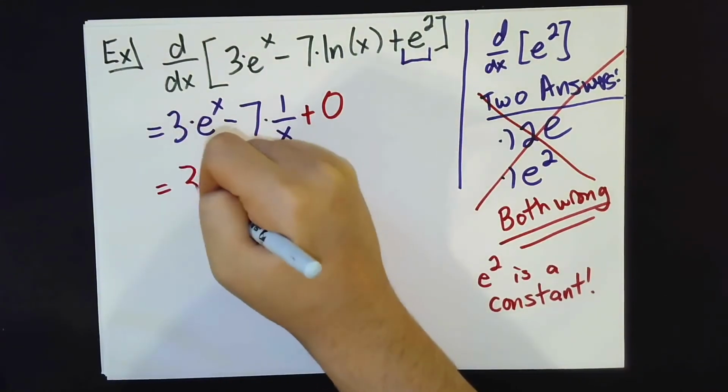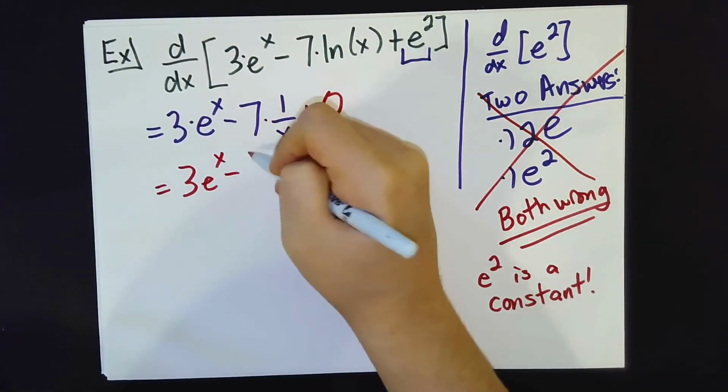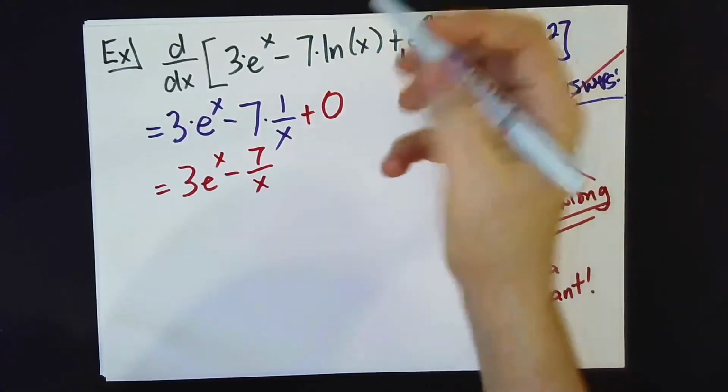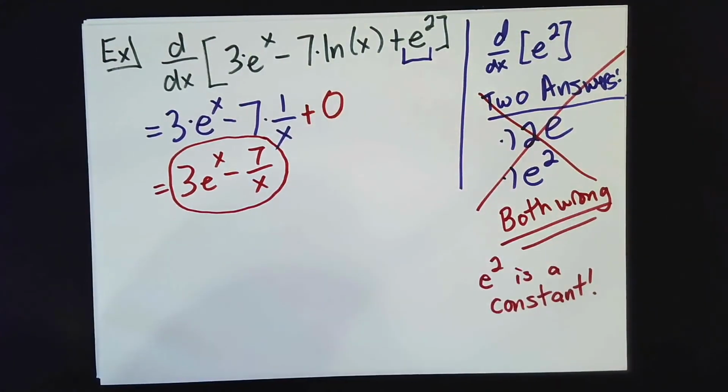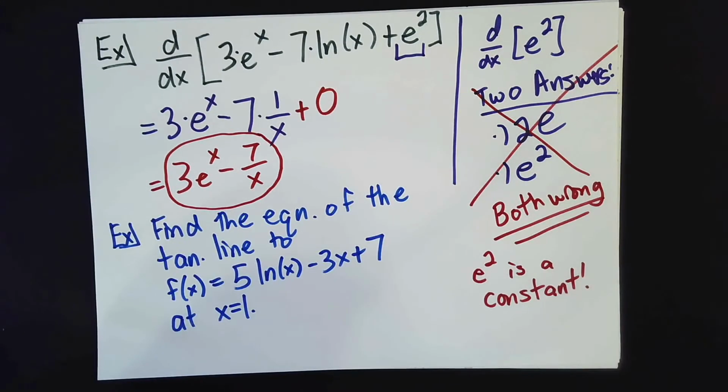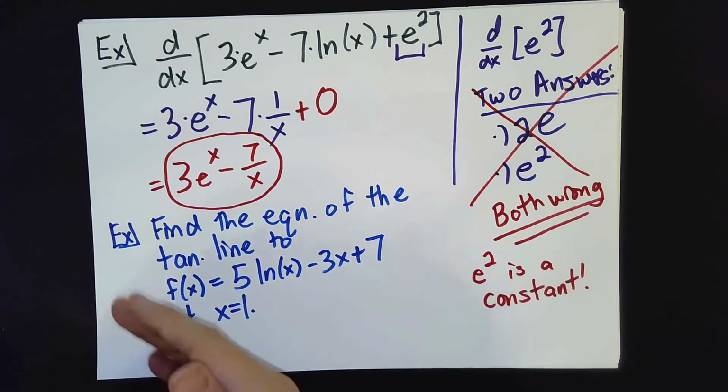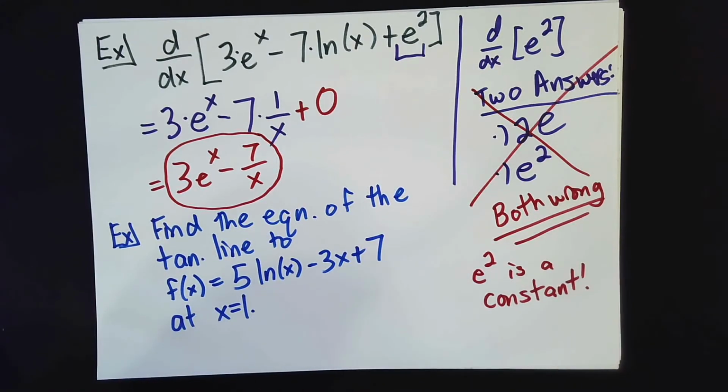And so we get 3e to the x minus 7 over x. And that is the value of this derivative. And of course, we've amassed all of these skills over this course of things we can do with derivatives. So we can again do those sorts of problems now with functions that have an e to the x or a natural log of x in them. So we can, for example, find equations of tangent lines.